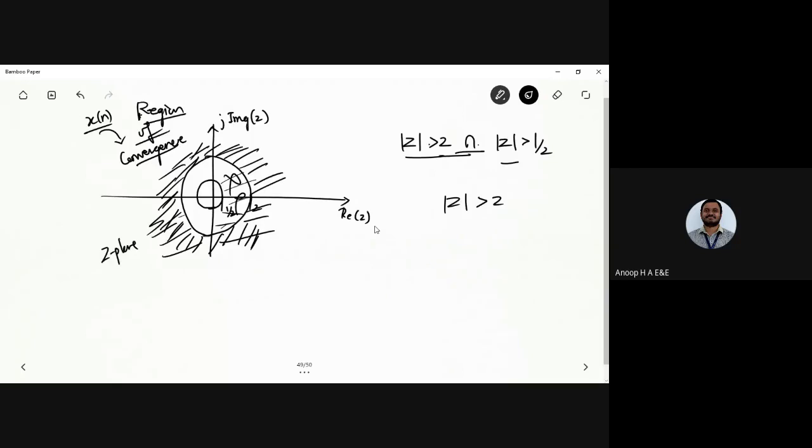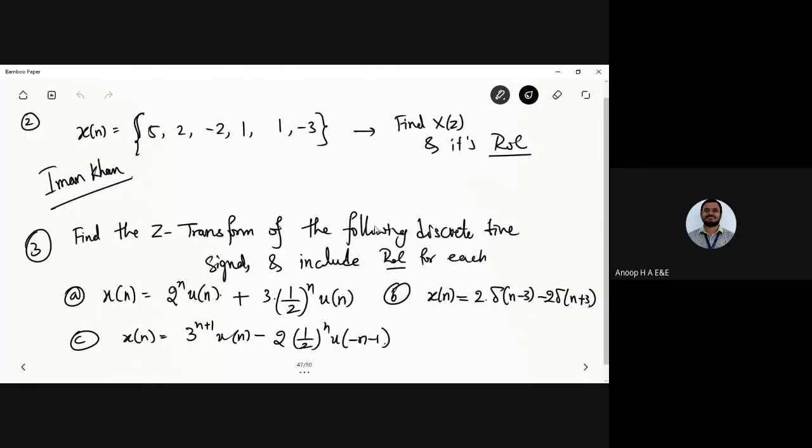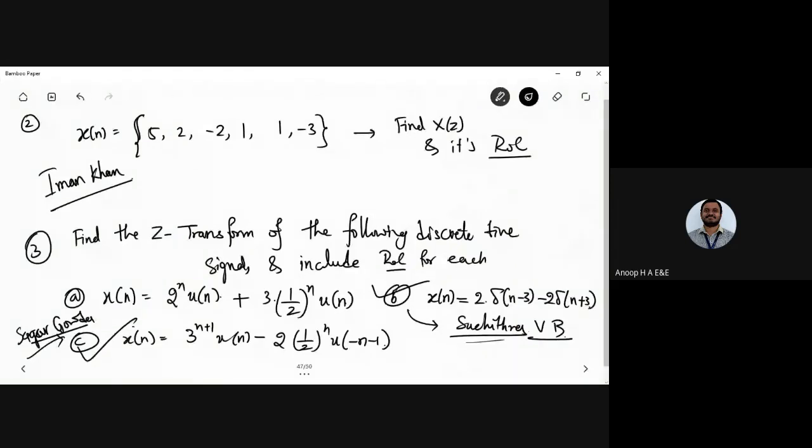So you can multiply it and keep the answer. It is not a problem. I can give two more problems, which I can do, or I can give them to someone else. Problem B, Suchitra can do it. Suchitra VB. And this one, Sagar Gowda. So problem B and problem C are given to Suchitra and Sagar Gowda respectively. I think they are going to come out with the solution by 8 p.m. today, and they are going to post it in the class group.